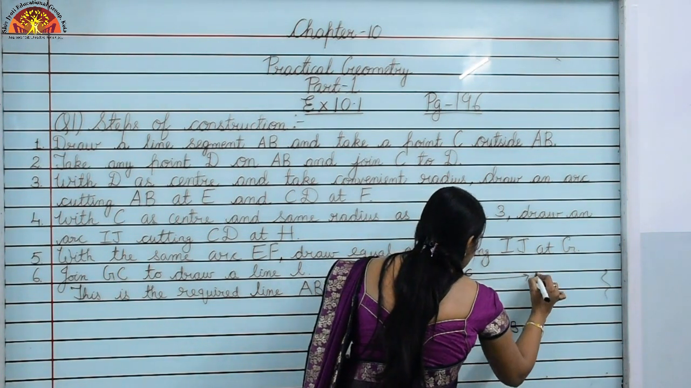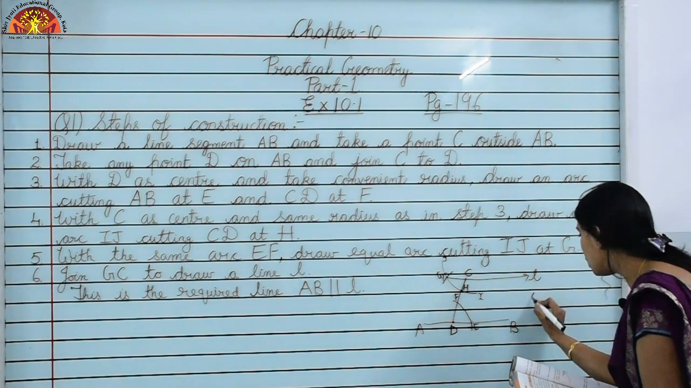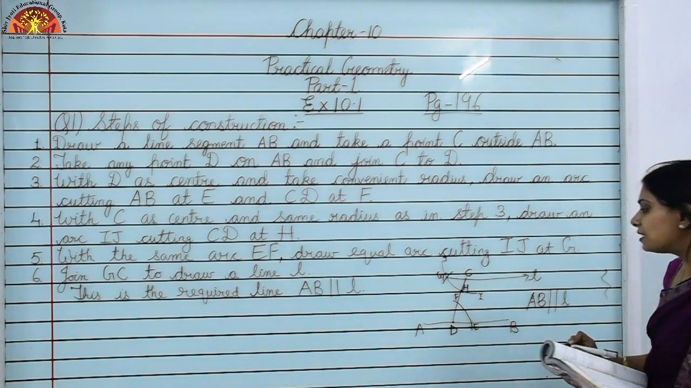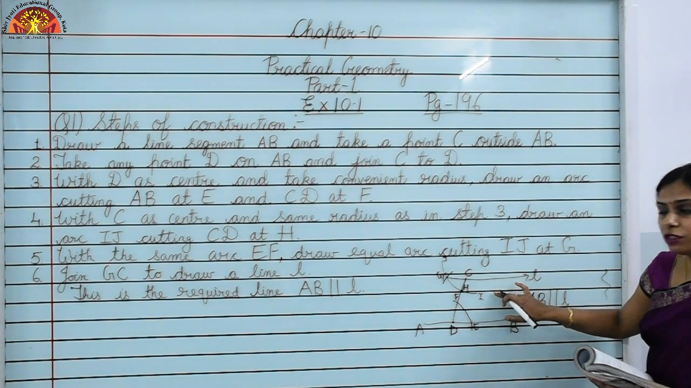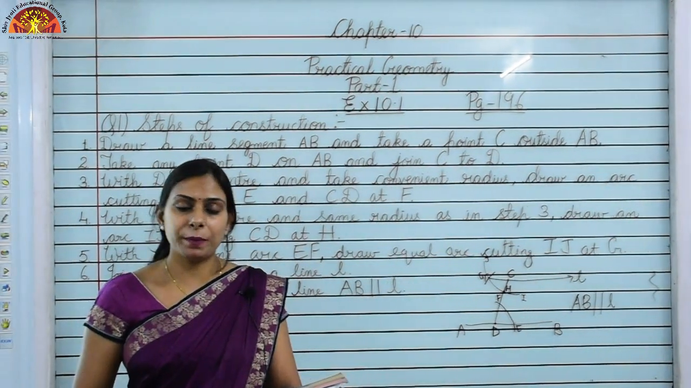So you can see that this is a line parallel to AB. Now you have got the line AB parallel to L. This is the way you have to do the construction of parallel lines. Now children, to make this construction more clear, I will do the construction on paper.